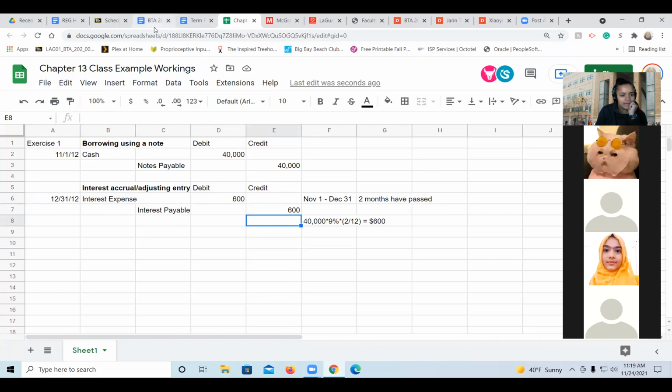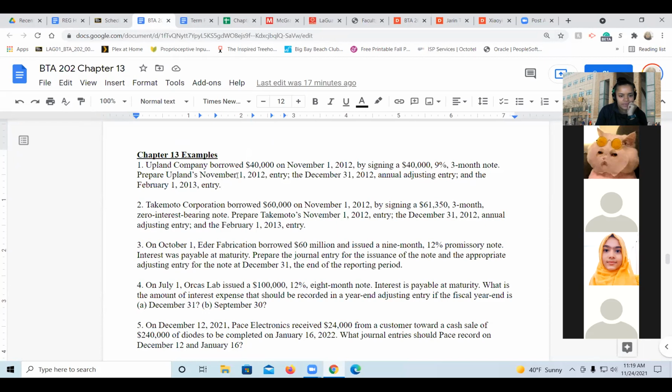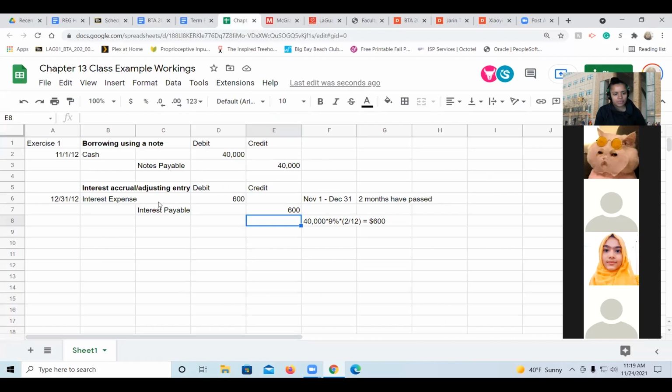All right, and then just going back to the question, we've covered the actual borrowing, the adjustment, and now February the 1st, which is the repayment of the note and the payment of interest. That's what we're doing on February the 1st. So here, repayment of note and payment of interest, because at that point we haven't paid any interest yet. So this is February the 1st, 2013.